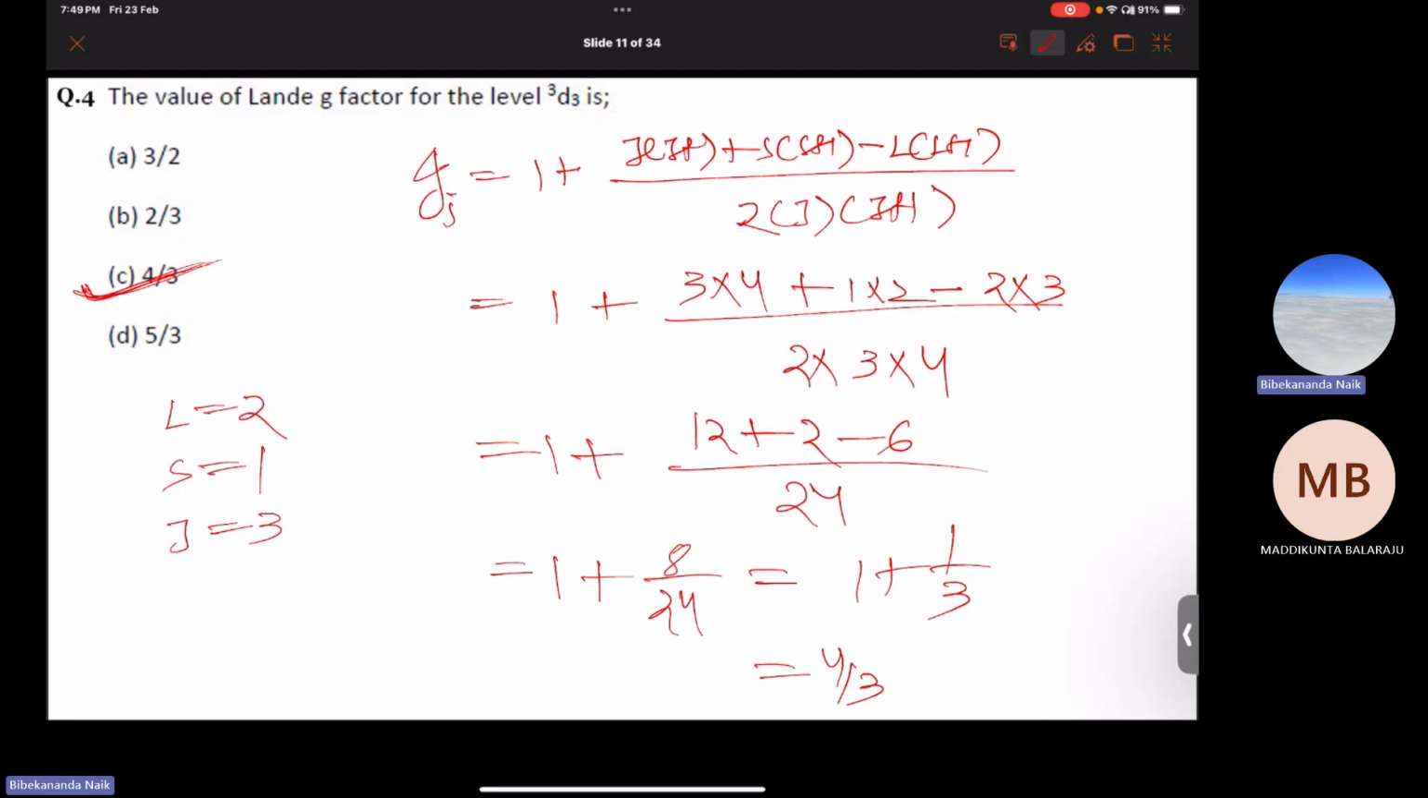So this is the value of Landé G factor for the level 3D3. So is this clear to you?